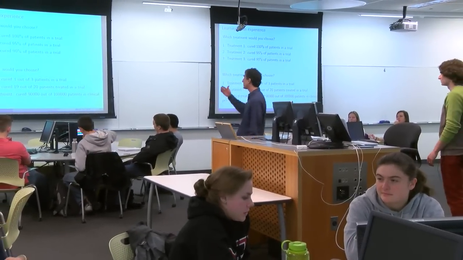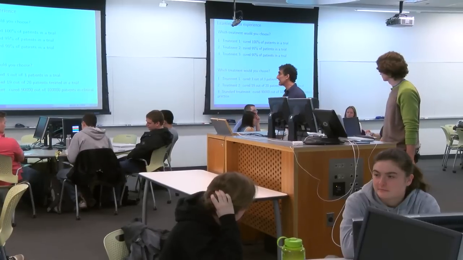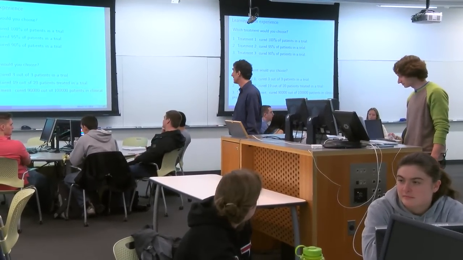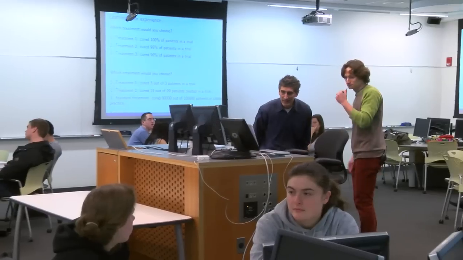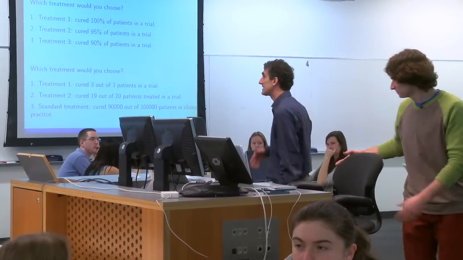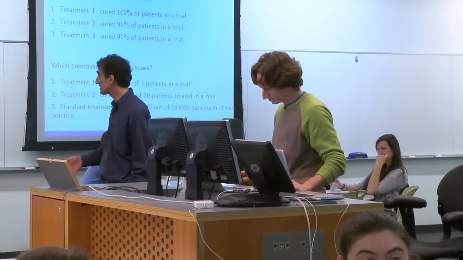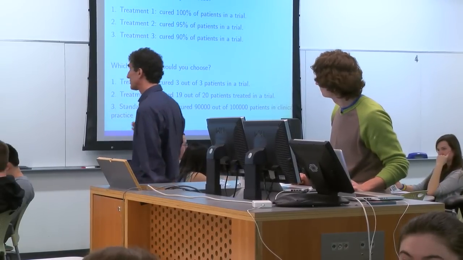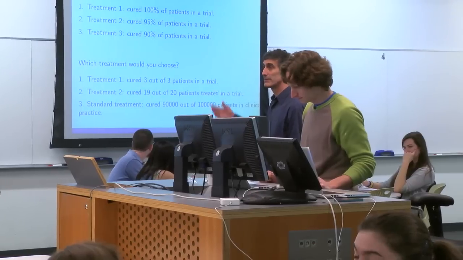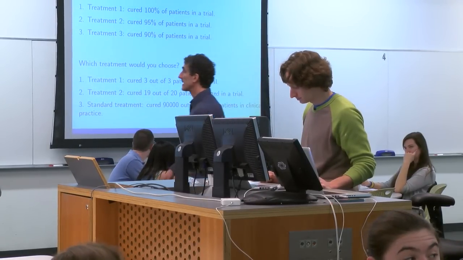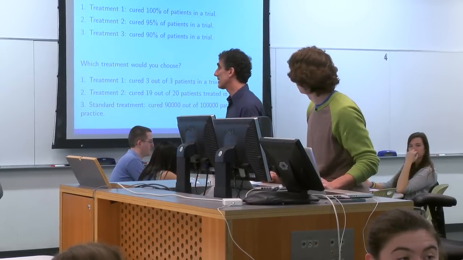It's been more tested. 3 out of 3 is 100%, but do you really believe 100%? Not yet. Maybe it'll prove out in time. 19 out of 20 is a little more, but for most people, for 79% of you, that's not enough. The 90,000 out of 100,000 seems like good odds, and it's well tested. 19 out of 20, if the next person tested doesn't get better, now you're back to 90%. So that doesn't seem like quite enough.